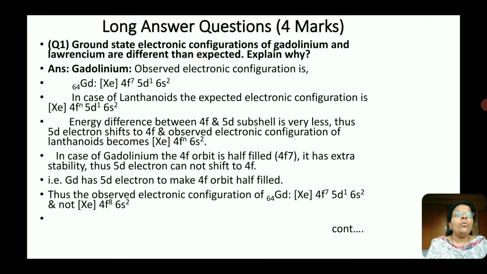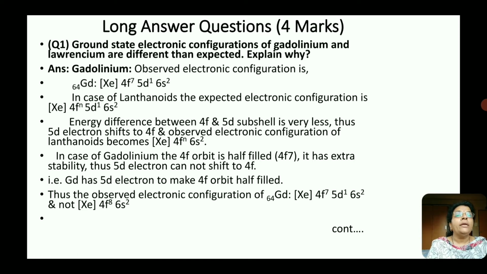Next, section 4 possesses long answer questions which carry 4 marks. In the first question we are going to see: the ground state electronic configurations of gadolinium and lawrencium are different than expected. Explain why. This question carries 4 marks. You have to write the expected and observed electronic configuration of gadolinium, which carries 1 mark.